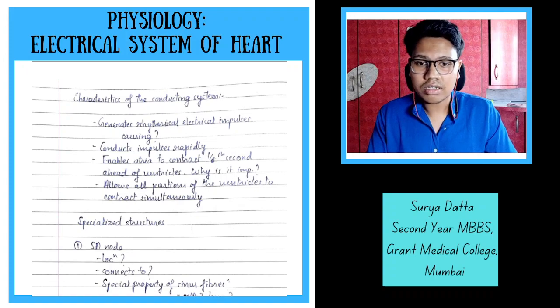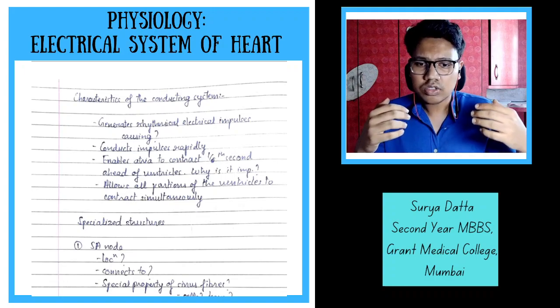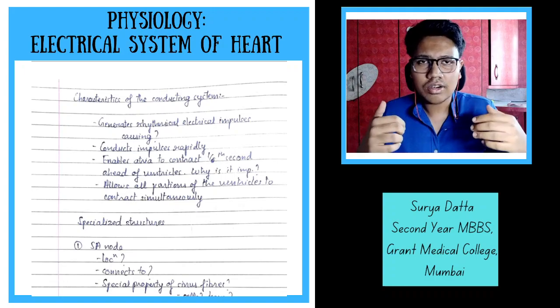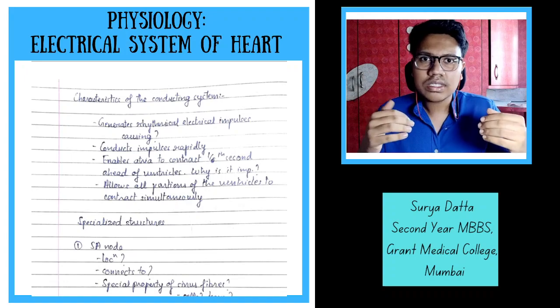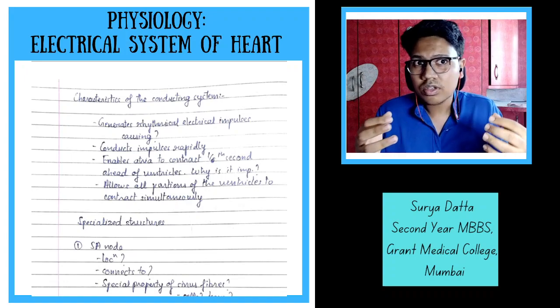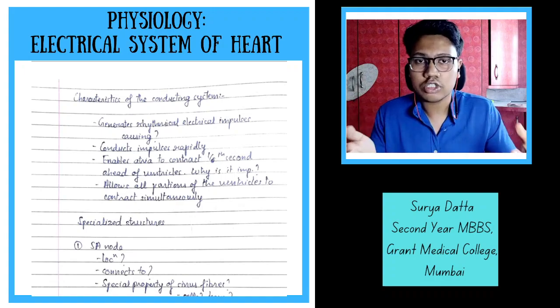Okay, let's start. As you can see on the screen, I have the characteristics of the conducting system. Every conducting system will have its own special characteristics. So here, it generates a rhythmical electrical impulse. What does this cause? This causes the rhythmic contractions of the heart, because obviously the electrical impulses will cause the overall contraction of the atrial and the ventricular musculature, which will essentially pump the blood.